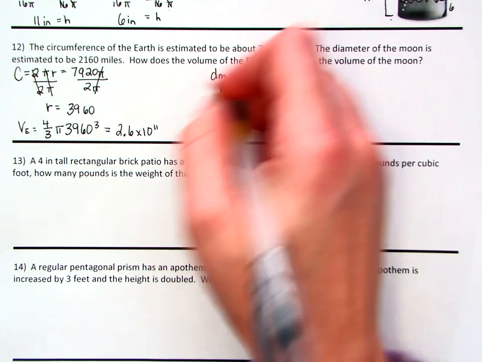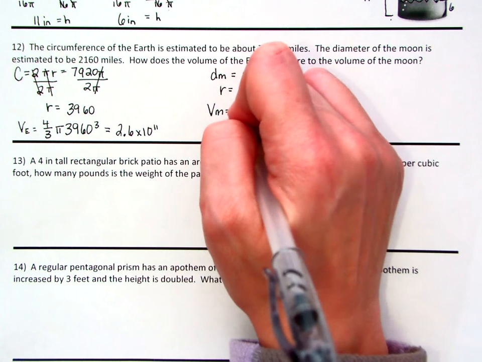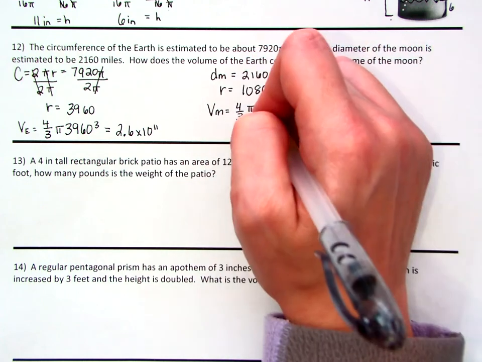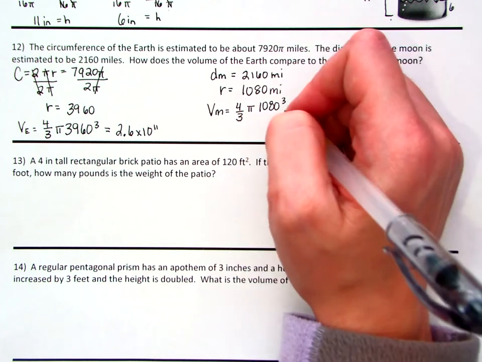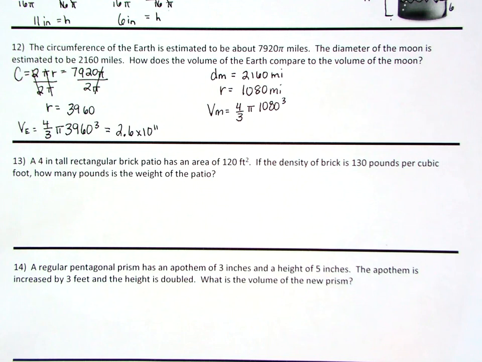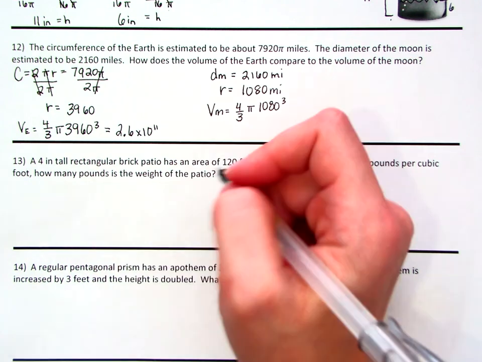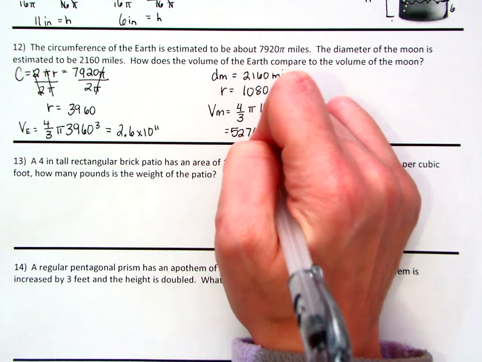So throwing it in, we have volume of the Moon is going to be 4/3 times pi times this radius, 1,080, and then we're going to cube that. So now we're going to throw that in our calculator again, 4 pi 1,080, and then we're going to cube it, and all of that's going to be divided by 3. When we get that, we're getting something close to this number right here.